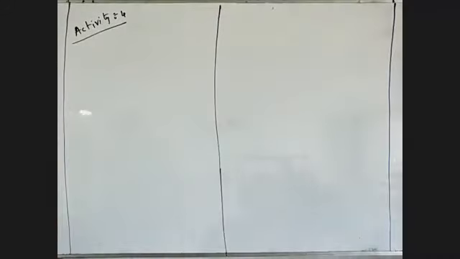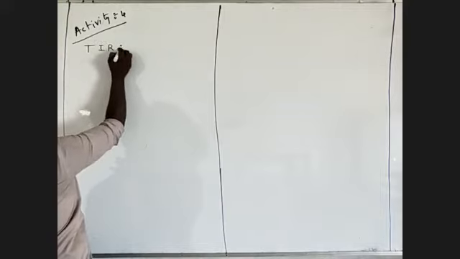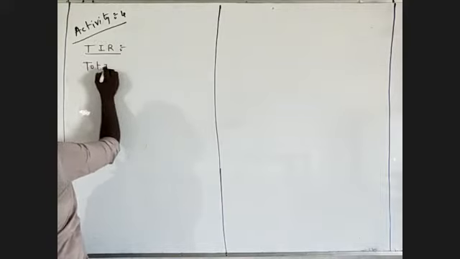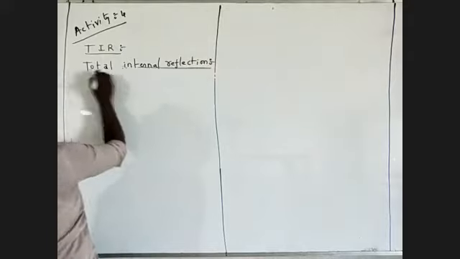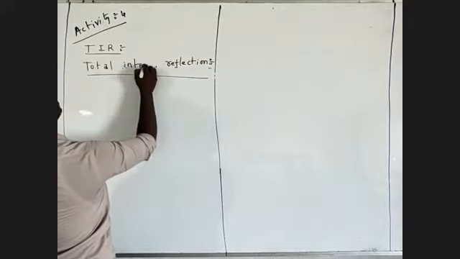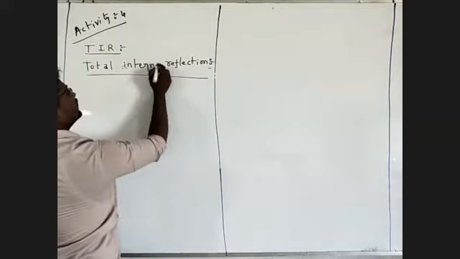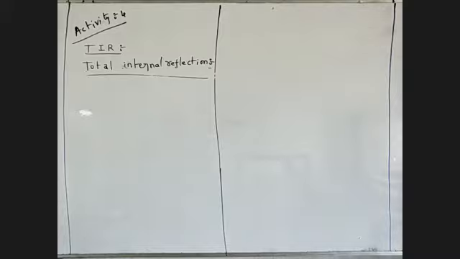Activity 4: TIR, total internal reflection. T means total, internal reflection. This is what we call total internal reflection.